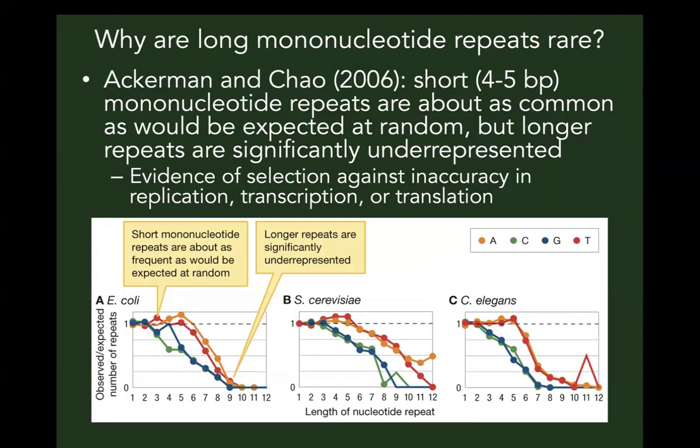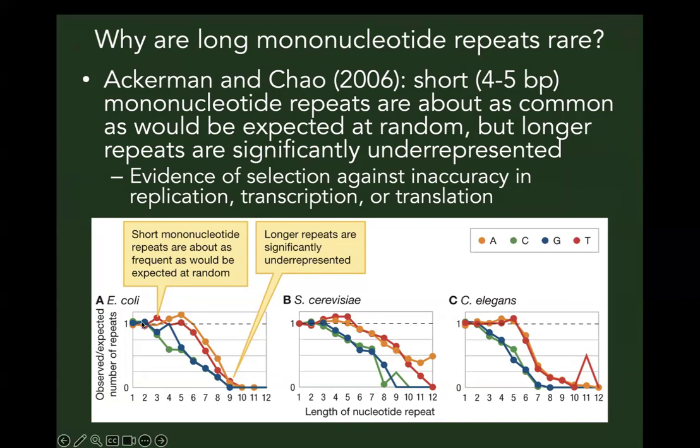Another weird pattern. So, we've talked about microsatellites, right? Minisatellites, mostly microsatellites. And so that's repeated sequences of like 3 to 5 nucleotides. So you get like ATC, ATC, ATC, ATC, like that, right? But you don't get longer repeats.